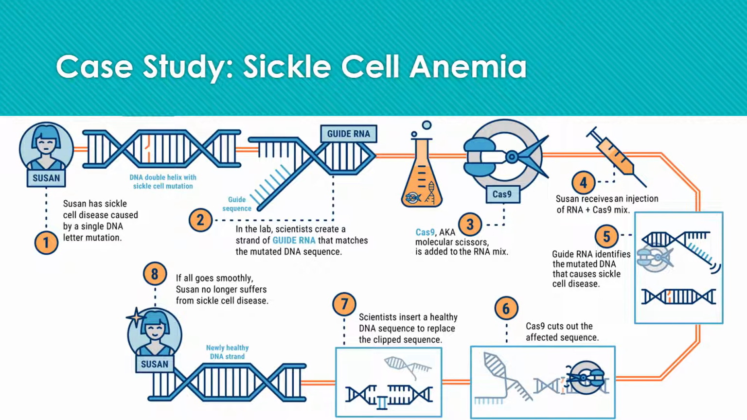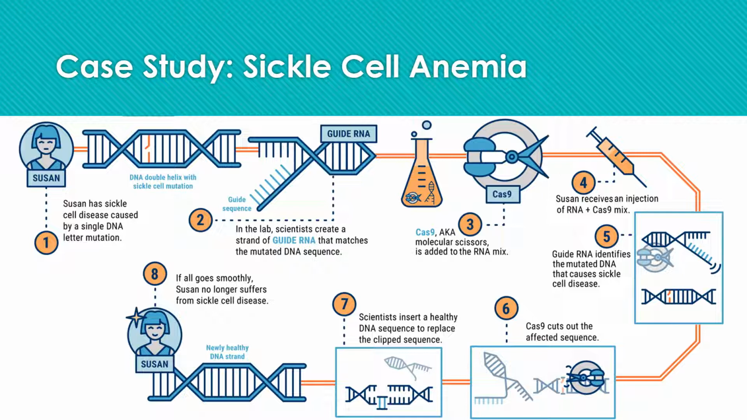Sickle cell anemia is a great little case study in a sense of how we can use CRISPR Cas9. So we'll follow through our little diagram here. We've met Susan. She has sickle cell disease, and it's caused in her DNA by just one letter being mutated. So it's a singular base pair that's wrong. So you can see she has a DNA double helix with a sickle cell mutation.